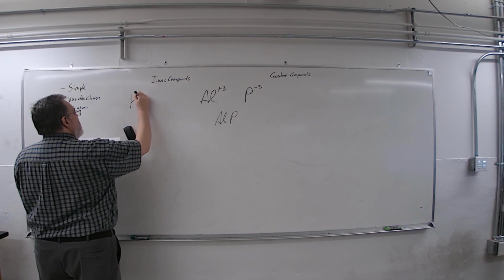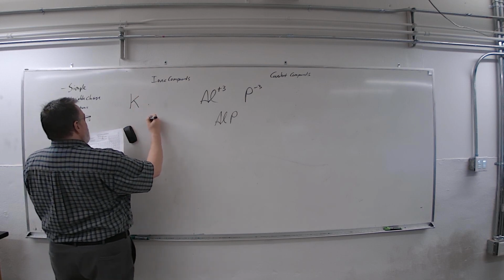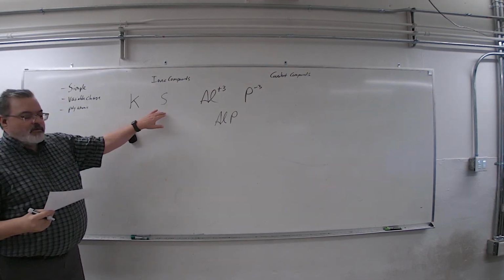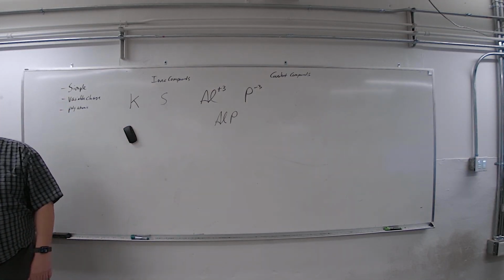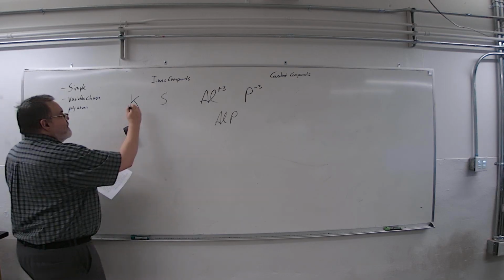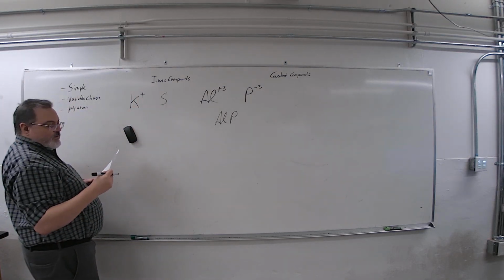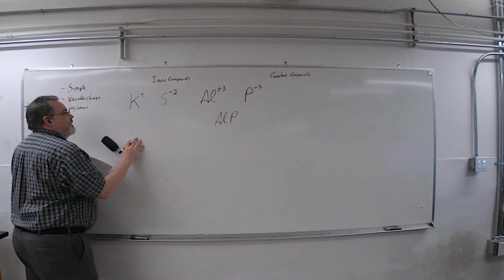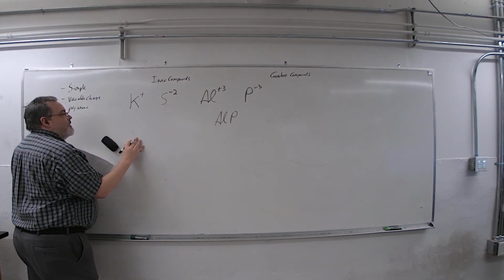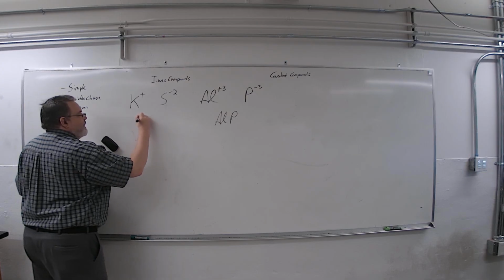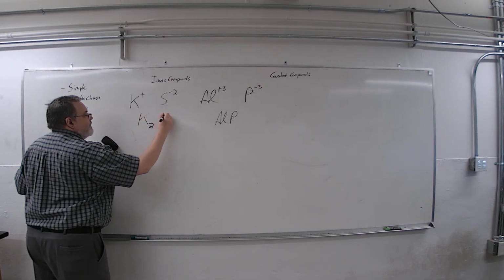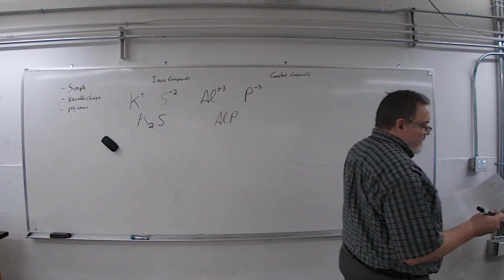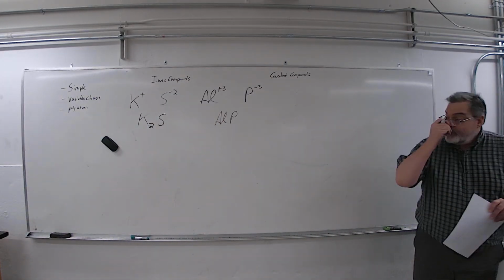Let's do metal, non-metal. What's the charge on K? Potassium. Sulfur. -2. How many do I need of each? 2 K. And this one will be K2S. You follow that?